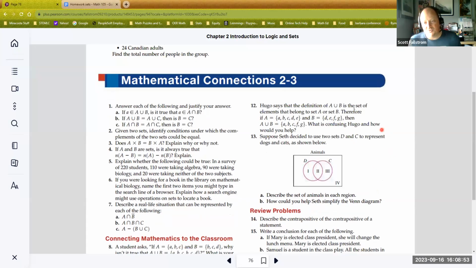Okay. 12 is a student who's struggling with the word or, looks like. Belonging to set A or set B. He wrote the union down to be A, B, C, F, G and ignored the D and the E that was in both of the sets. So what is confusing Hugo?